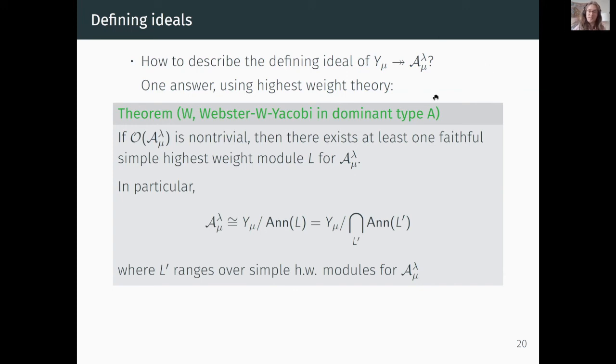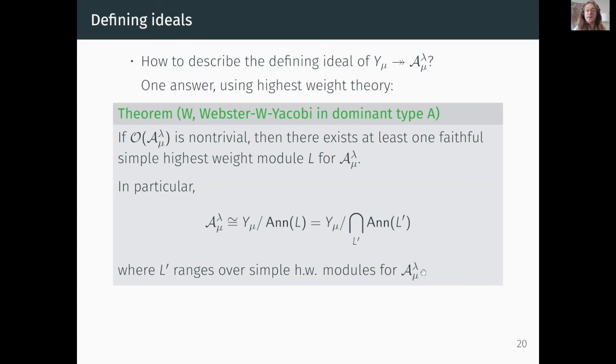So there you go. What this tells you, if you think about it, is that you can describe the kernel of this map. It's actually the annihilator of that module, right? You just take this faithful module, take its annihilator. Now you have a description which doesn't really mention the Coulomb branch anymore. You just had some simple module for the Yangian and you took the annihilator. A little differently, you can intersect all the annihilators of simple highest weight modules of the Coulomb branch.